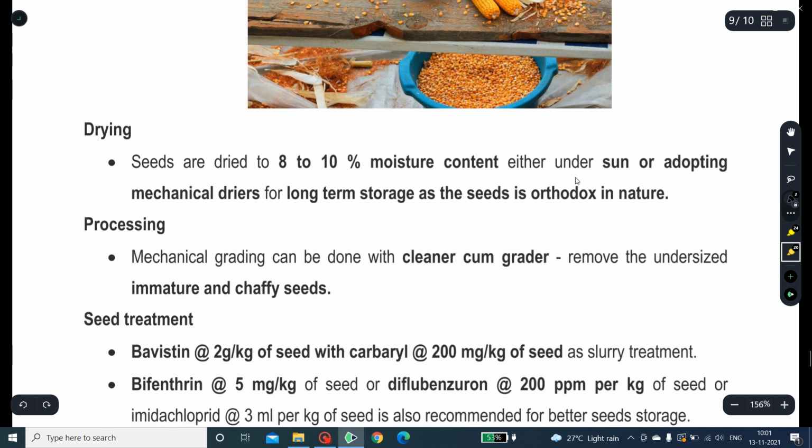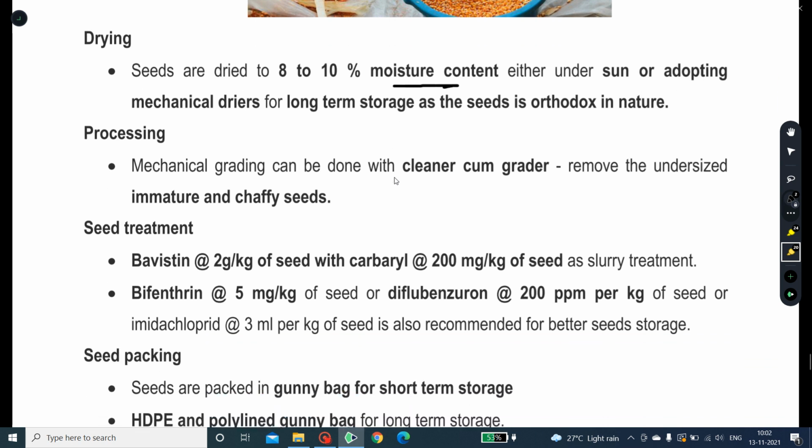And the next one is drying. The seeds are dried to 8 to 10% moisture content either by sun or by mechanical dryers for long-term storage, as the seeds are orthodox in nature. Processing: mechanical grading should be done with a cleaner cum grader to remove the undersized, immature and chaffy seeds, and it will vary depending upon the variety.